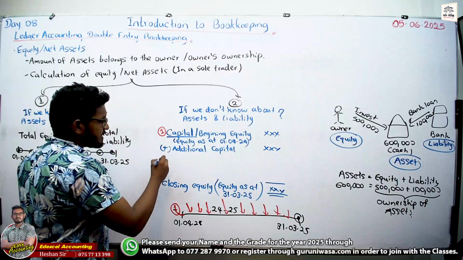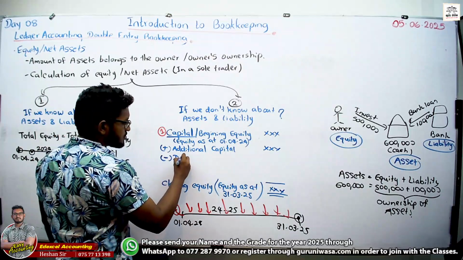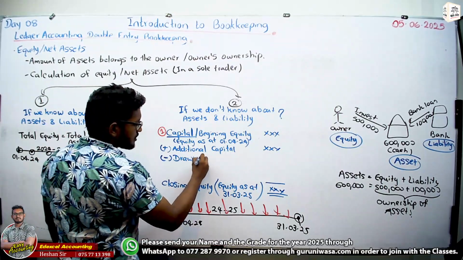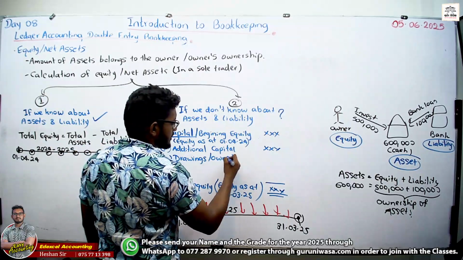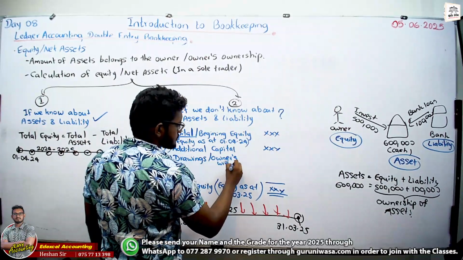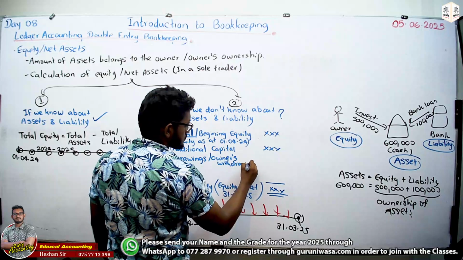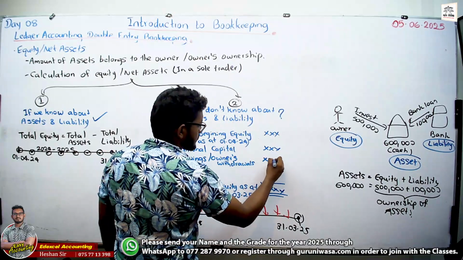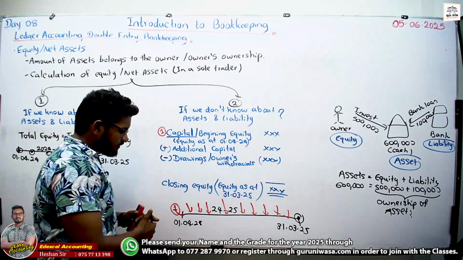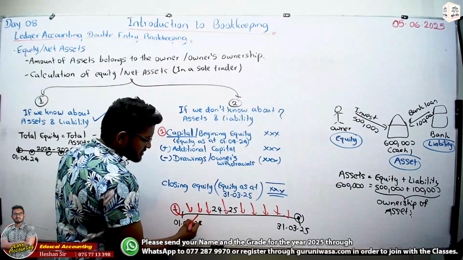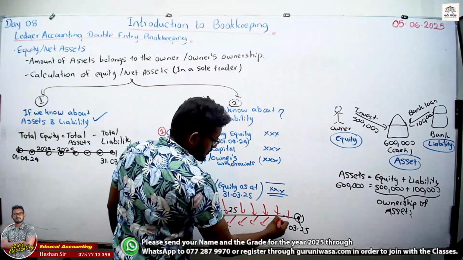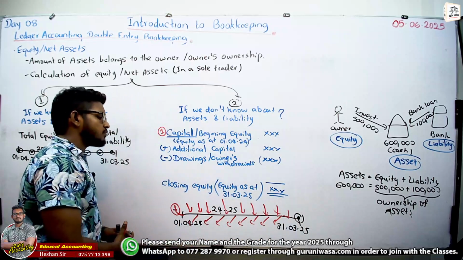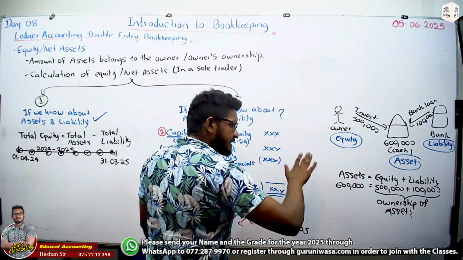And from that we deduct drawings. Drawings means what? Owner's withdrawals. We deduct it. Why? The owner can withdraw anything from the business during the accounting period. He can take anything. When he withdraws something from the business, the owner's closing equity decreases.